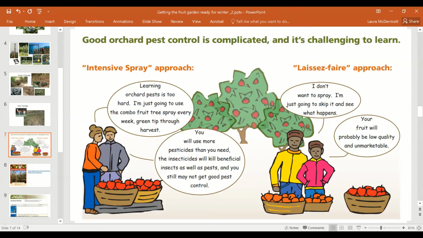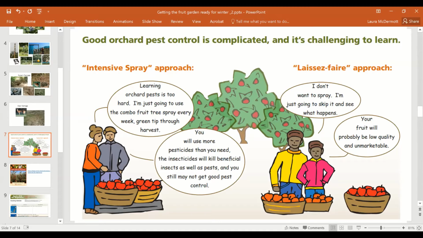I mean, honestly, a lot of people get very good quality fruit doing that and avoid all the complications of using pesticides, whether they're organic or not. It is not fun to spray pesticides.